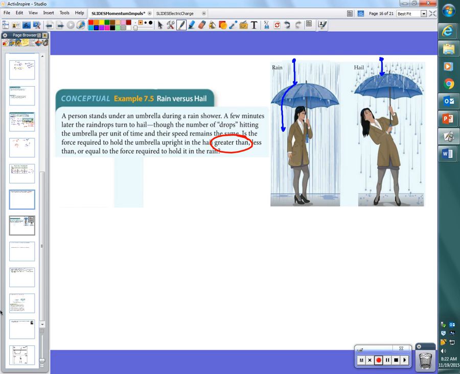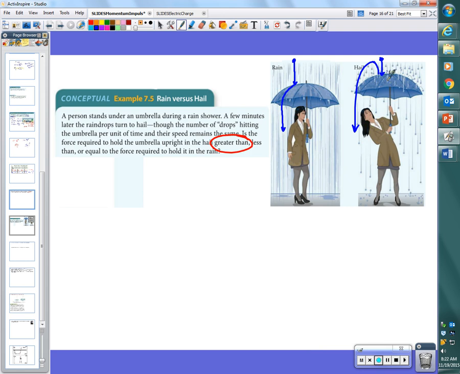What does the hail do, though, when it hits the umbrella? It bounces, right? So it was going down, now it's going up, and eventually it comes back down, but that interaction with the umbrella involves a bouncing, whereas the rain just hits the umbrella and rolls off the side. We talked about this on a couple different occasions, right? Bouncing is a greater change in momentum than anything.